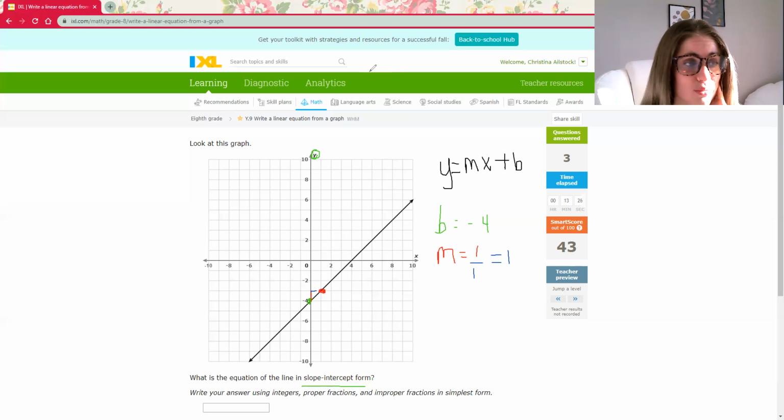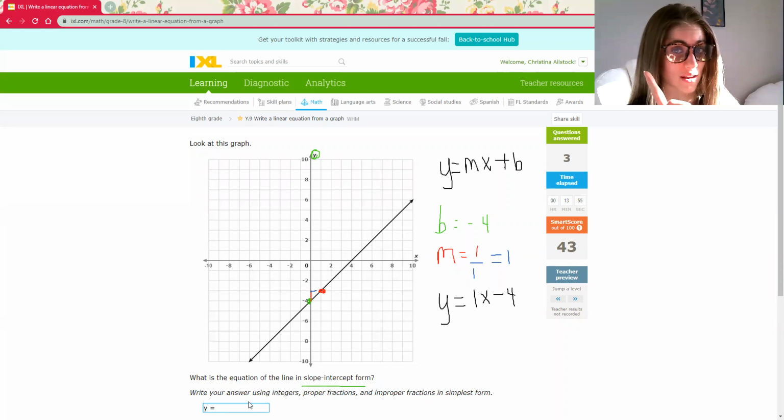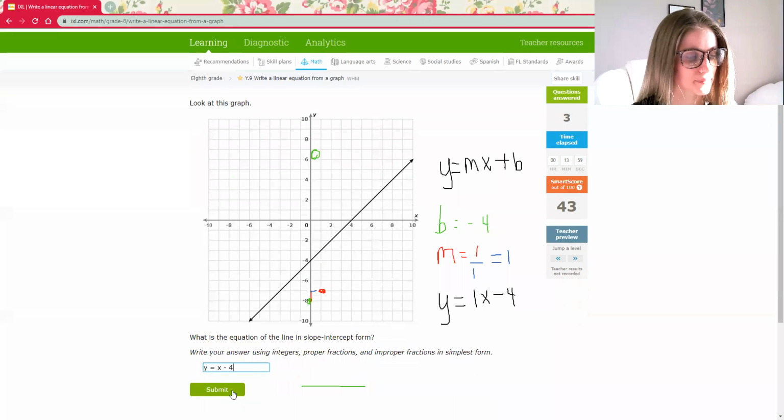All right, let's write our final answer here. Y equals our m, our slope was 1, x, and then this time our y-intercept was a -4. So instead of putting +4, we're going to write -4 because our y-intercept was a -4. There we go. Let's see if this is correct. Y equals, I'm going to be a mathematician and not write the 1, x -4.